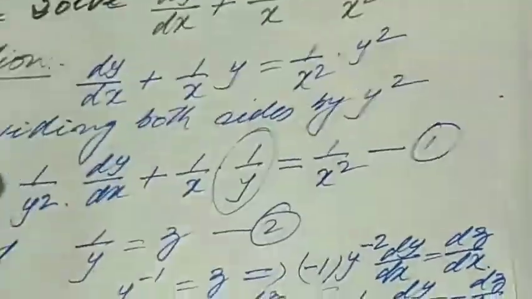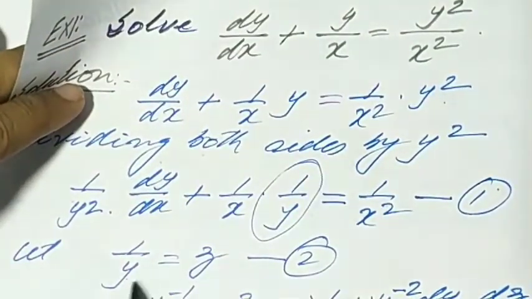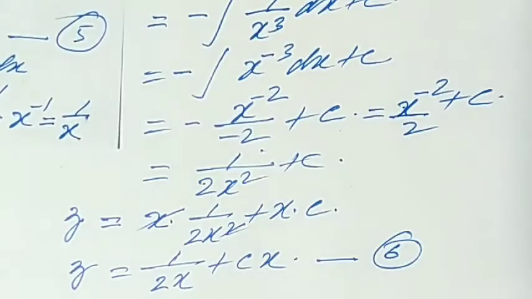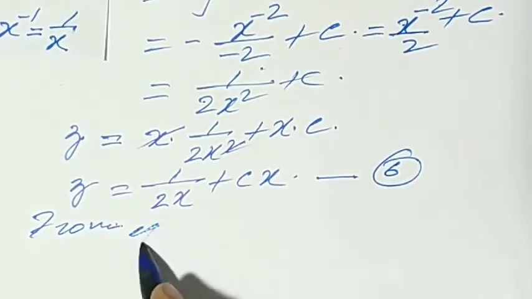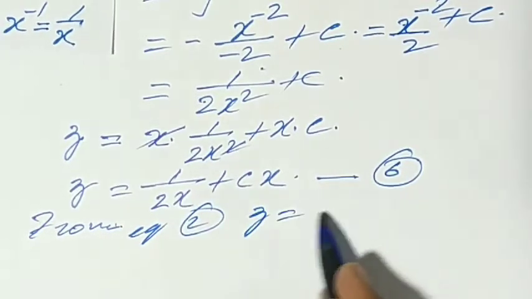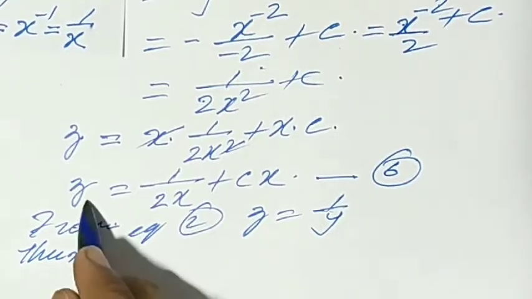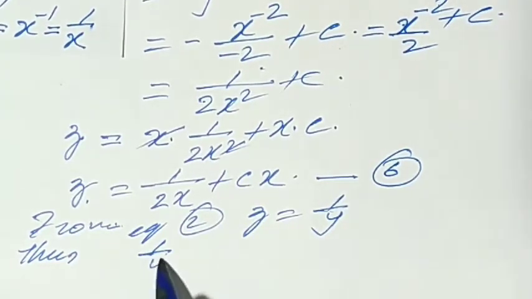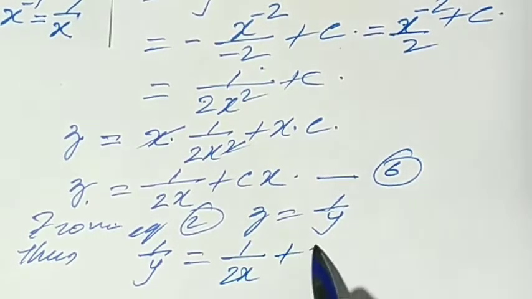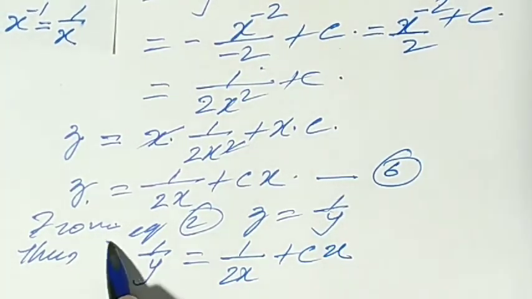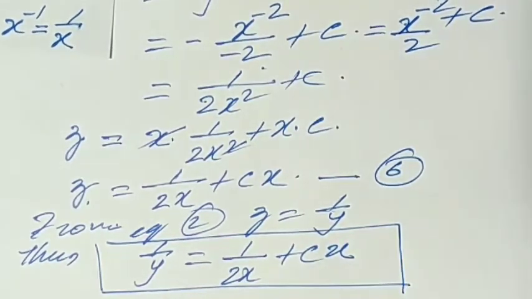So what do we have to do? Simply we have to write z as 1 upon y from equation number 2 in this result. So from equation 2, z is equal to 1 upon y. Thus, replacing z by 1 upon y, we get 1 upon y is equal to 1 upon 2x plus cx. So this is the required solution of the differential equation.